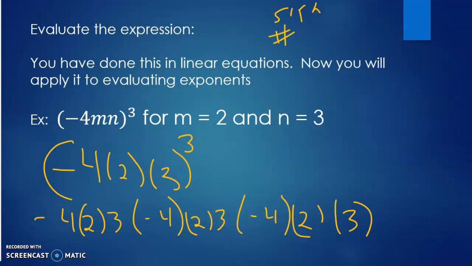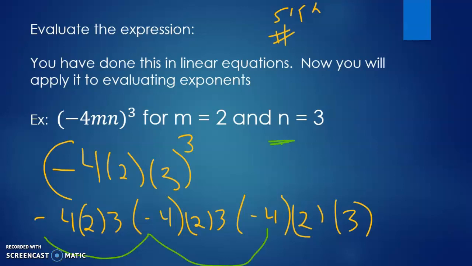Okay, here's how the sign works. If there is an odd number of negatives, then it is going to be a negative. So a negative times a negative is a positive, times another negative is a negative. So this whole thing is negative.